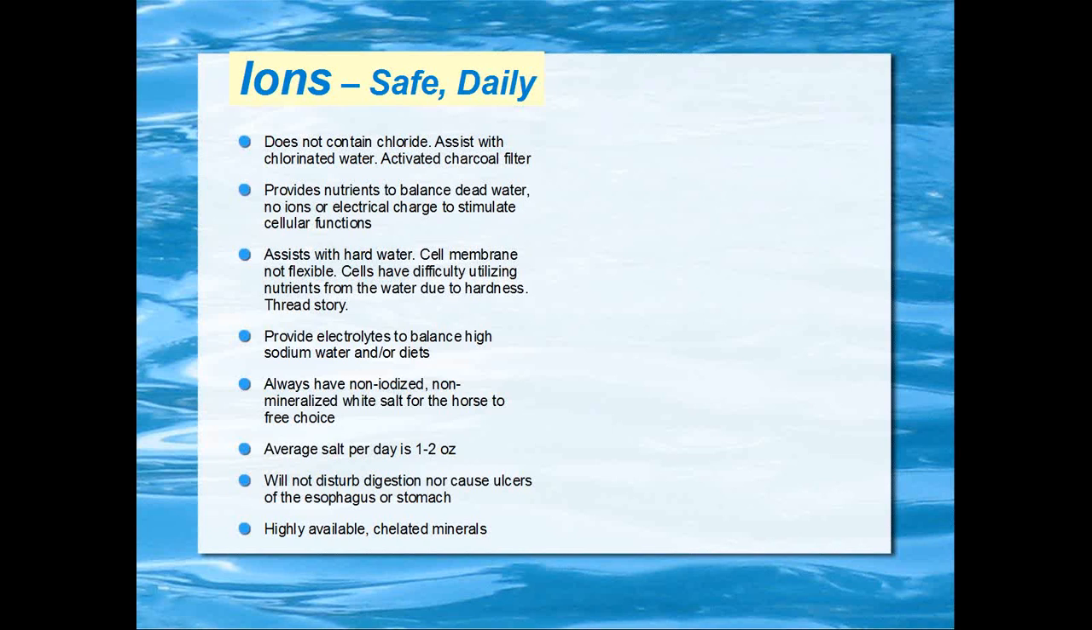What about hard water? If we have hard water, the cell membrane is not flexible. So cells will have difficulty moving nutrients in and waste out. The best way I can describe this is if you take two glasses of water, one glass will contain hard water, the other will have just natural water, not softened, but natural balanced water. You put a piece of thread on both, and we're going to call our piece of thread calcium.